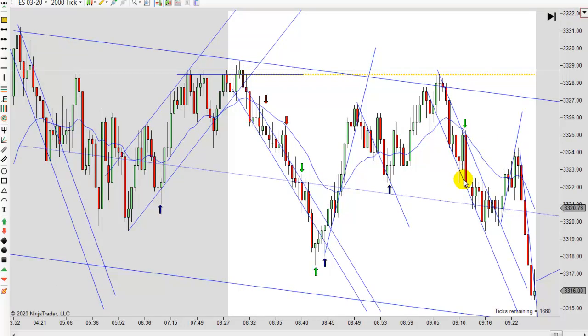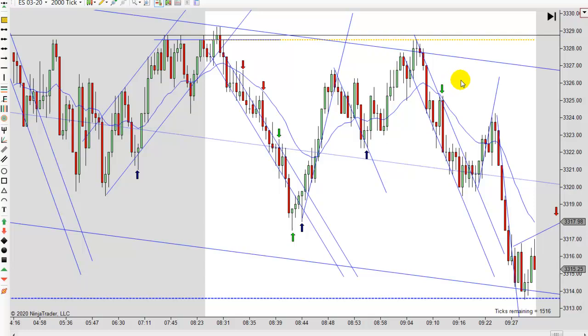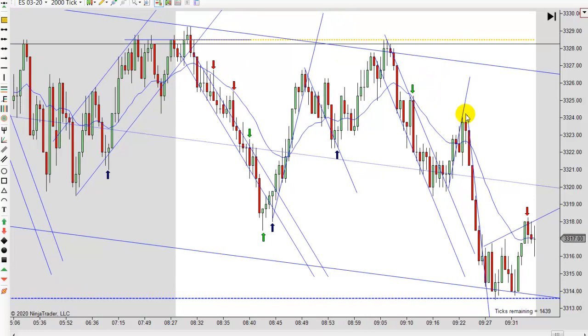But I'd want a little better entry than trying to enter way down here. And so that's a possibility. I marked it green. It's not a great trade, but anyway. We come down here and we get a break. This is really a double bottom, so move up first entry, second entry.